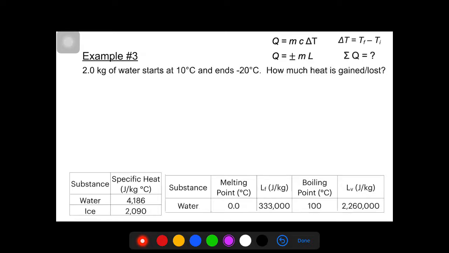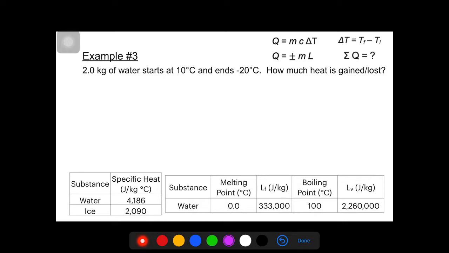2 kilograms of water starts at 10 degrees Celsius and ends at negative 20. How much heat is gained or lost? You need to draw a map. You need to determine how many Q's. Those are the steps you take in order to determine how much total heat is gained or lost. So go ahead and hit pause, draw your map, figure out how many Q's. What is the sum of all my Q equal to?